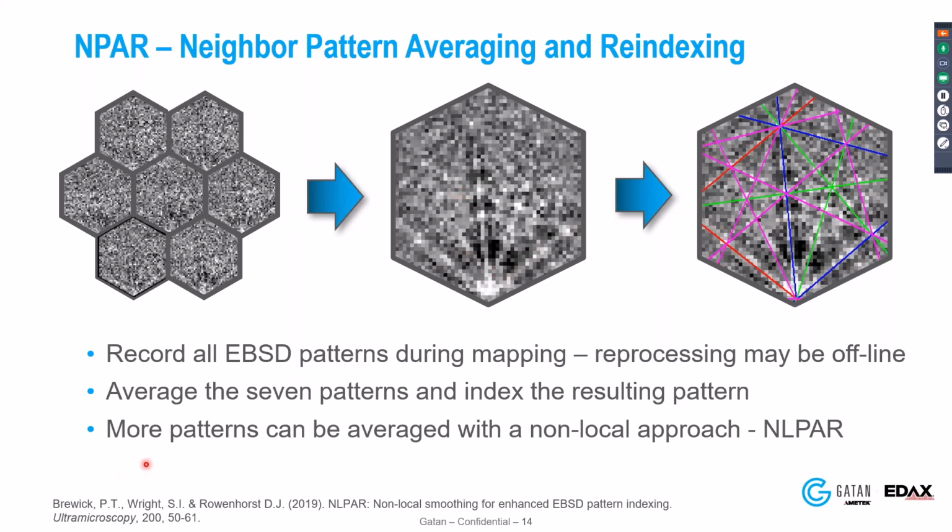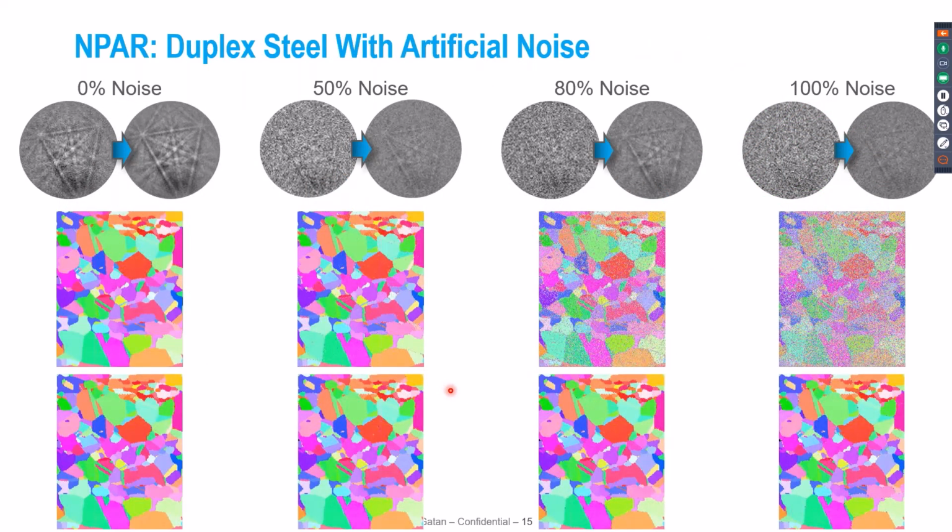I'll mention that there's another approach where, rather than just using local kernels, we use a non-local averaging approach called NLPAR, which comes out of Dave Rowenhorst and his colleagues at Naval Research Lab, that allows us to average more than just the adjacent pixels, but it looks for similarity. And the reason we do that, this just shows NPAR results. We've kind of seen these. Again, as noise increases, NPAR usually will extract it.